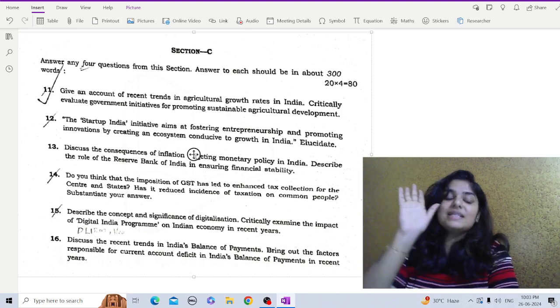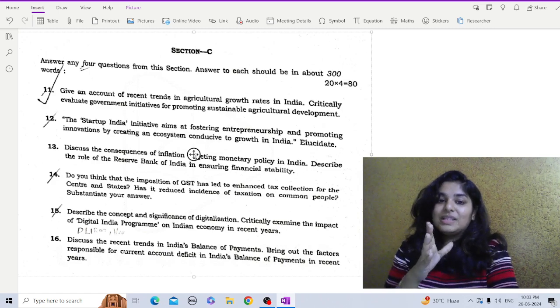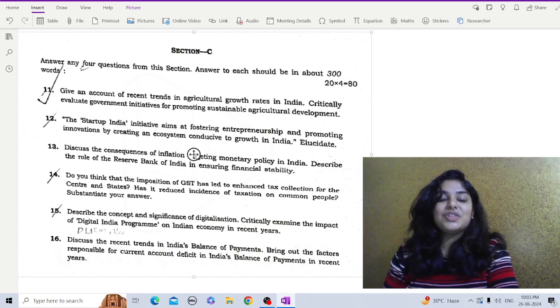So in summary, we can say that the Startup India initiative is a comprehensive effort to bolster the startup ecosystem by providing financial support.